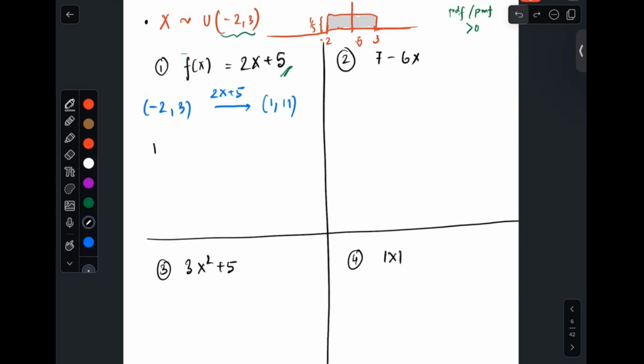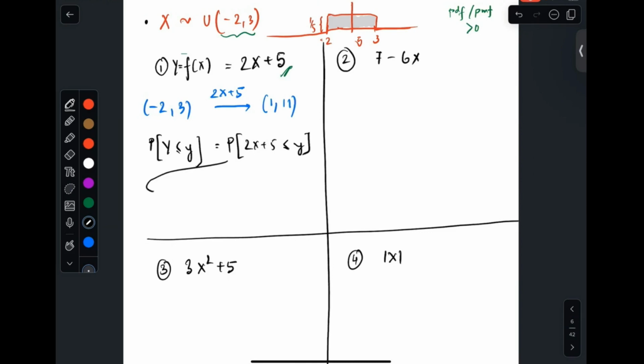I will give you one example. Let's call it Y. We want to find the distribution of this random variable Y. So we will do probability that capital Y is less than or equal to small y. This is the new random variable 2X plus 5, because that's a distribution. That's a new random variable.